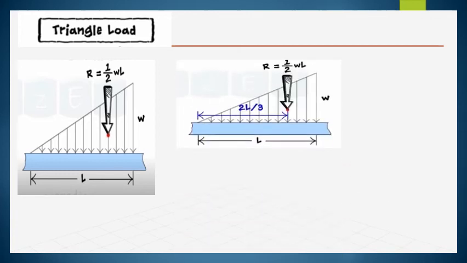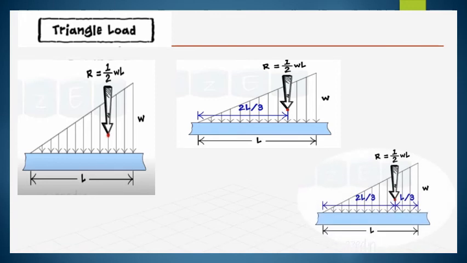And where does it act? It acts at the centroid of the triangle, which is at a distance of 2L by 3 from the 0 intensity end, or if we have to calculate from the maximum intensity end, it is at a distance of L by 3. Okay, this is how we convert the triangular load into point load. See, the total area is concentrated at the centroid of the triangle.